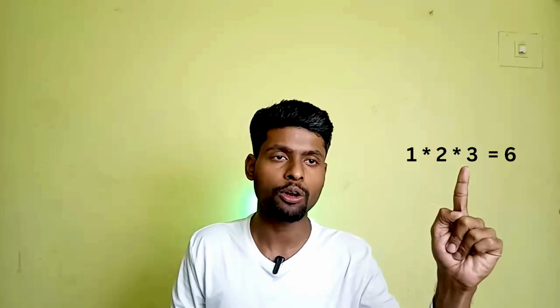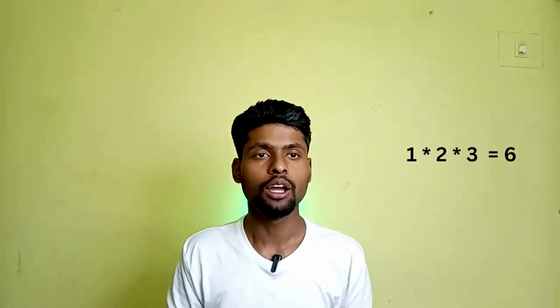I have one more scenario. The user given value is 3. Now I need to find the factorial value for 3. To find it, I need to multiply the values from 1. 1 into 2, we get 2. 2 into 3, the result is 6. This 6 is the factorial value for 3. Hope I am clear.